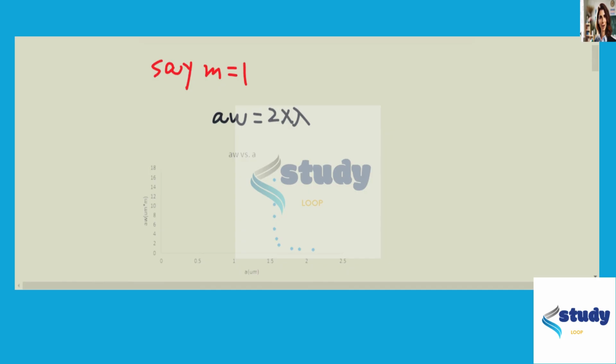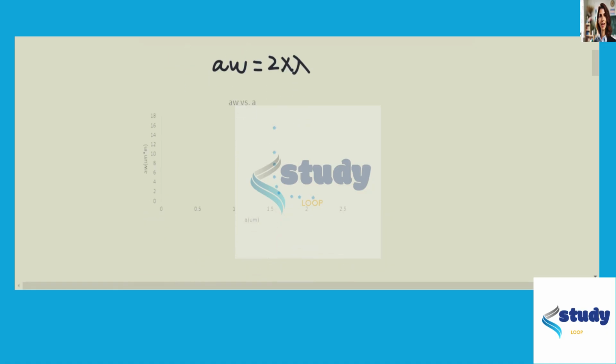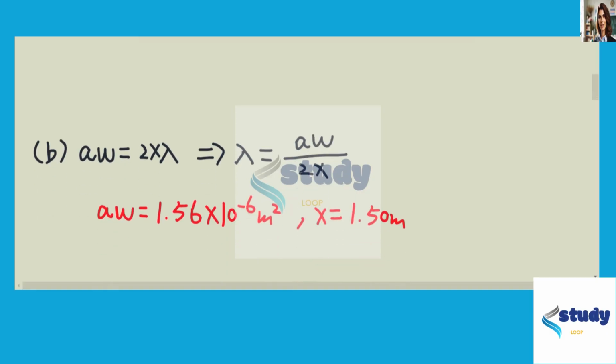And this is the graph I drew for this question, which is the graph of a omega versus a. As you can tell, a omega is not constant when the value of a is small. But as the value of a increases, you can tell that the value of a omega is approximately constant.